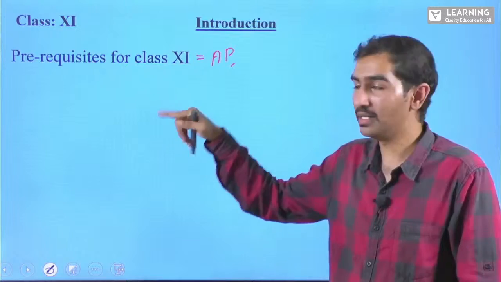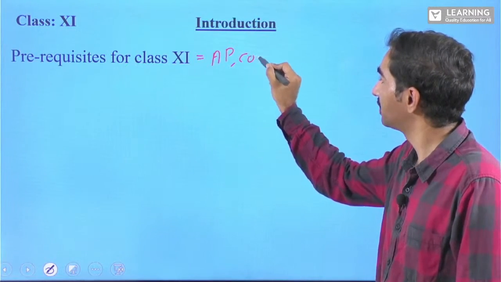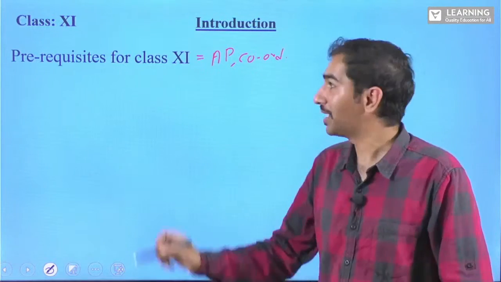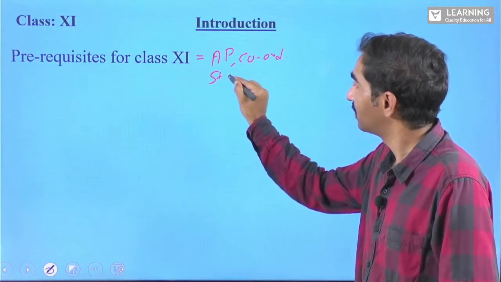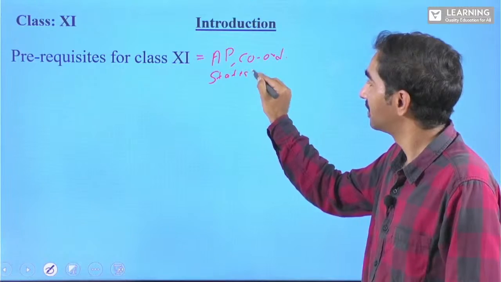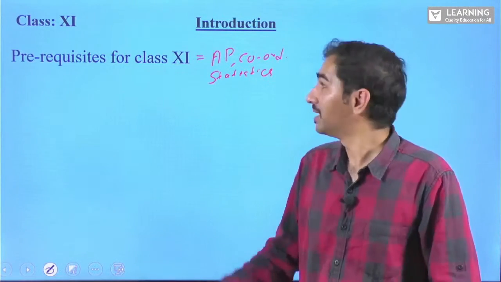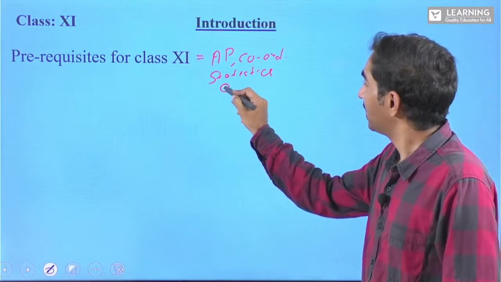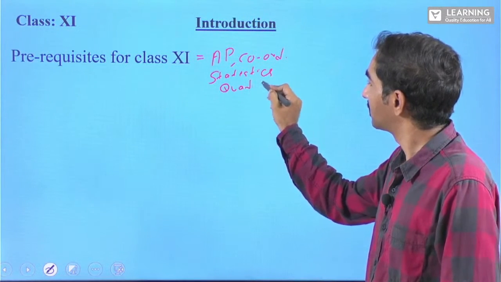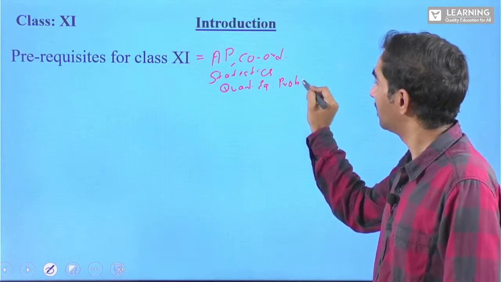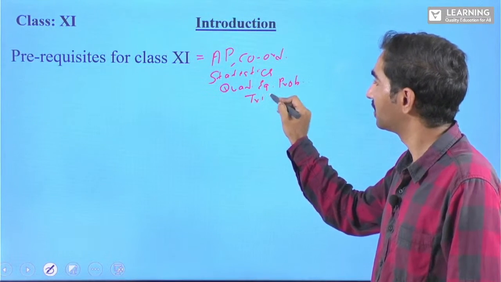Arithmetic progression, number 1. Next is coordinate geometry. You have to know this as well. Next is statistics, which is coming in class 10th. Another topic which you have to know very well. Next, quadratic equations. Next, probability. And the very last one is trigonometry.